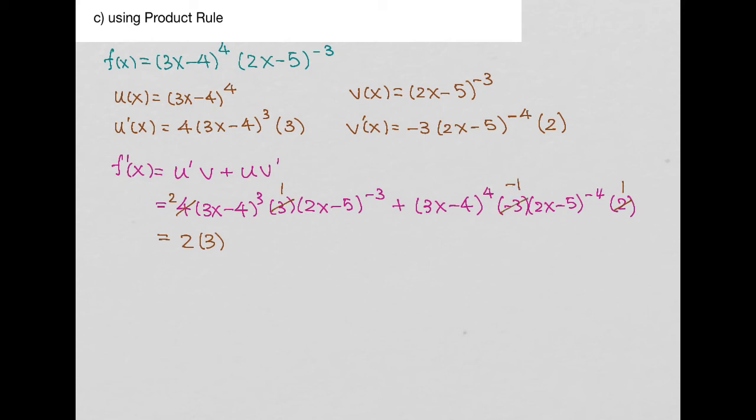And we are going to have a 3x minus 4 in common. So this is exponent 3, this is exponent 4. So we're going to factor out exponent 3. So I have 3x minus 4 to the exponent 3. So this is gone. This will have 1 left. And we also have 2x minus 5 in common. This is negative 3, this is negative 4. Negative 4 is smaller, so we factor out negative 4. So this is gone. This will become 1 left. And then we fill in the rest in the square bracket. So 2 times 2x minus 5 plus 3x minus 4 times by negative 1.